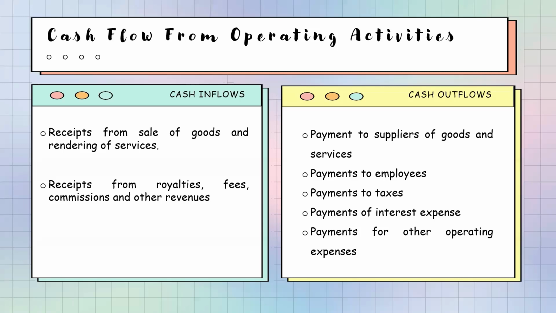Syempre, kailangan nating magbayad ng tax or yung buwis. And then, payment of interest expense. Syempre, nagbabayad tayo ng interest. And then, payment for other operating expenses. Yan naman yung pagbayad pa natin sa iba pang gastusin. So, para mas madali pang maintindihan kung ano yung under ng operating activities, ito yung mga transaction that involves revenue.